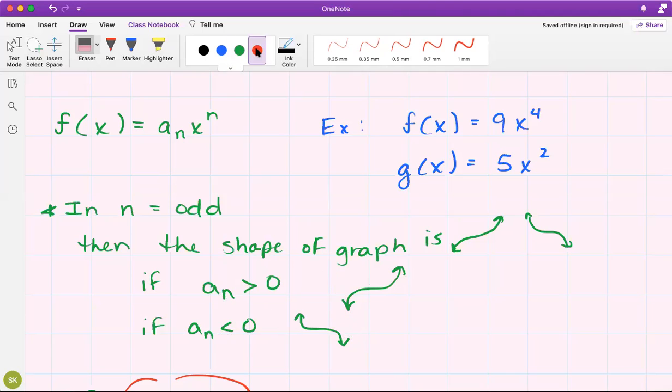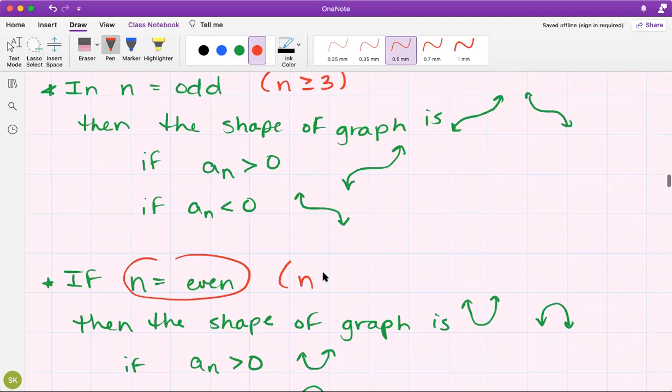I also want to say that for each one of these cases, n is going to be greater than or equal to 3. And then for this one, n is greater than or equal to 2. So the degree of your polynomial function has to be greater than or equal to 2 for an even graph, and greater than or equal to 3 for an odd graph.